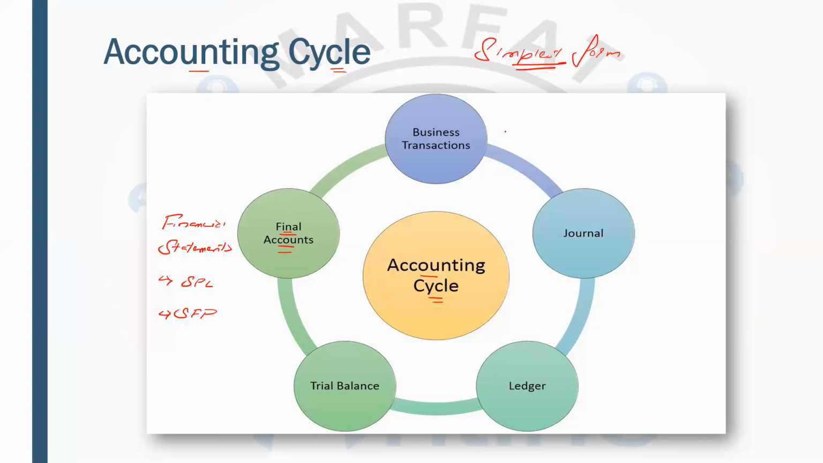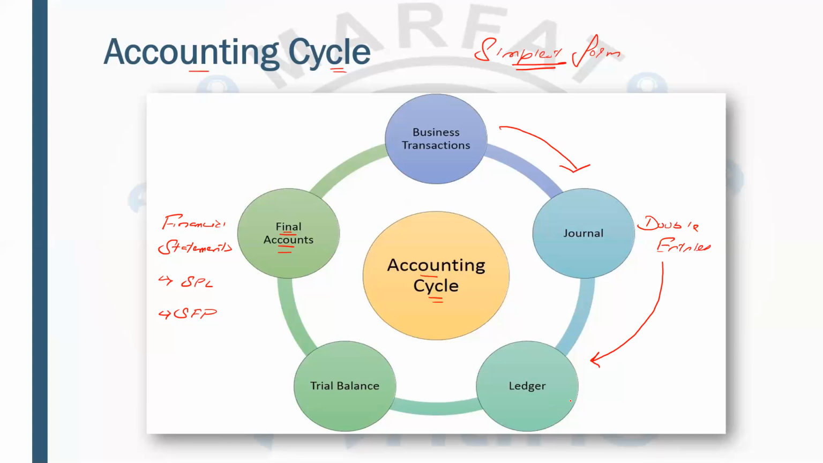You started the business transactions, and the first thing you did was the journal entries. That means the double entries. Now you are doing the second step. You will be putting these double entries into the ledger. And then once we are done with the ledger, we'll be moving towards the trial balance and then the financial statements, which is also known as the final accounts. So this is the simplest form of the accounting cycle right in front of you.